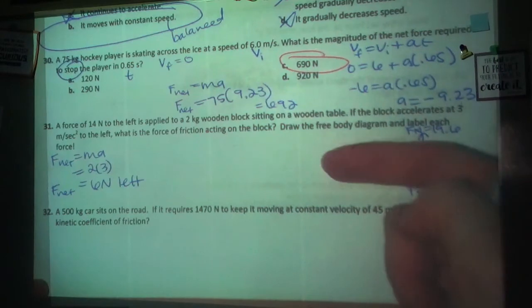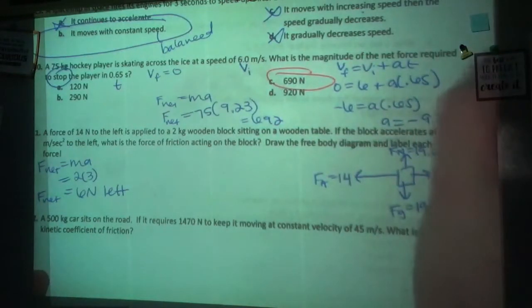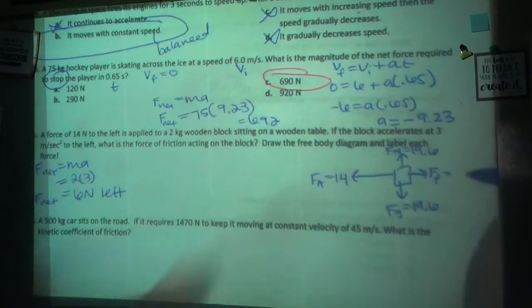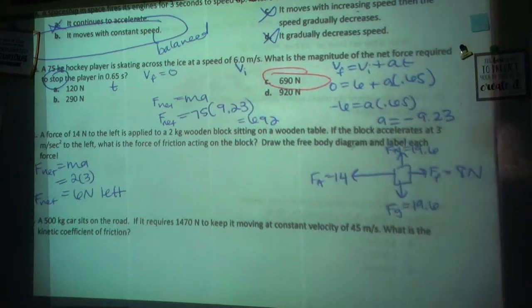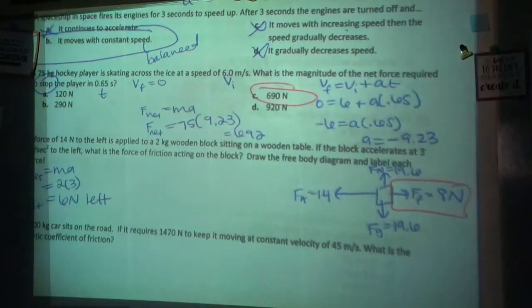Now, my applied force was 14. If the net force is only 6, that means my friction force must be acting on it. So then you can just subtract and you get that your friction force would be 8 newtons. And that was all it asked, the force of friction. So force of friction would be 8 newtons and it would be directed to the right because it's against the motion.